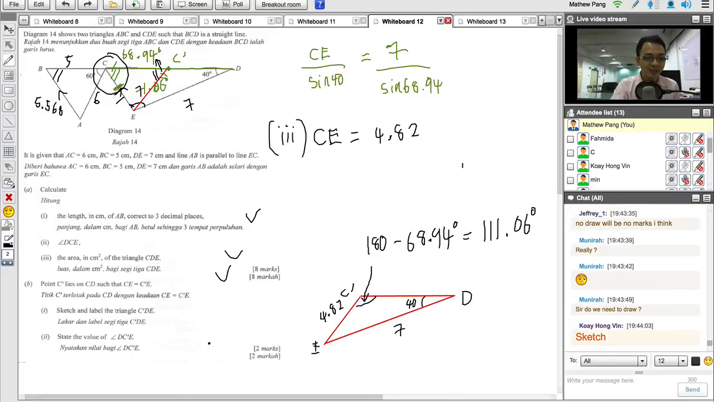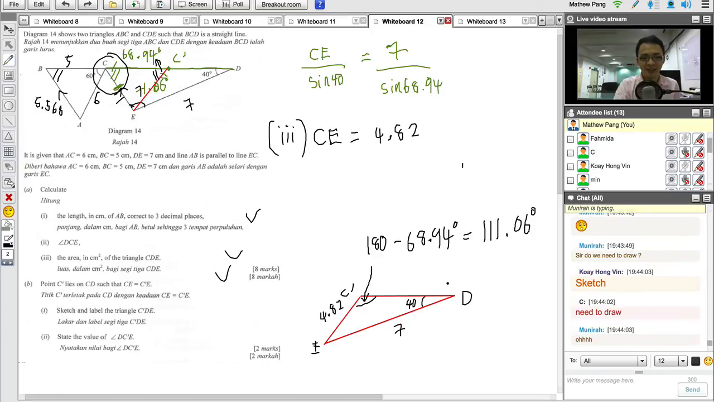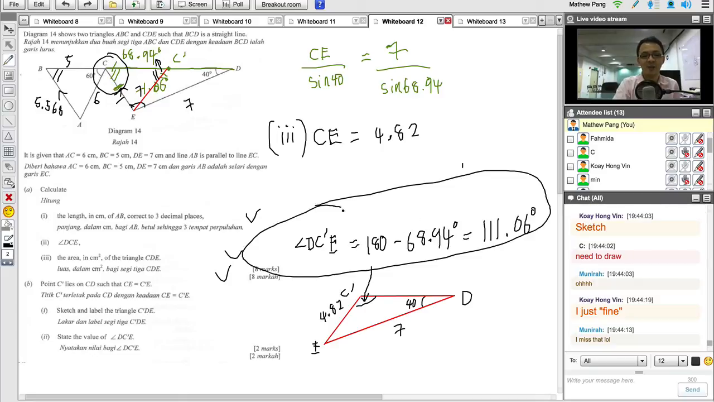Okay, then what is the last part they asked us to find? They asked us to find the angle DCE. So angle DCE equals this one. Alright, this is the last part they asked for.